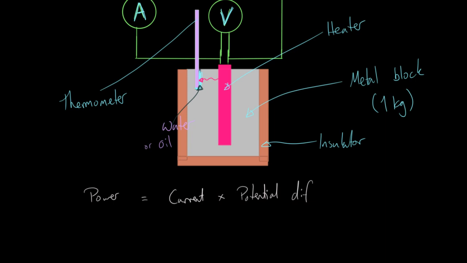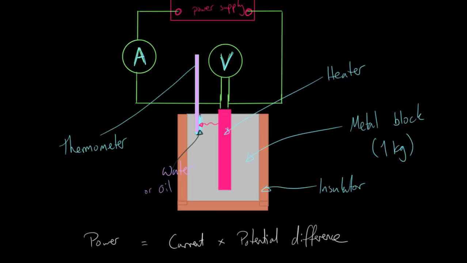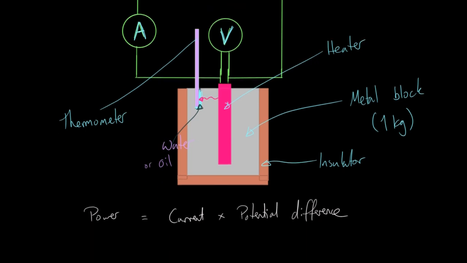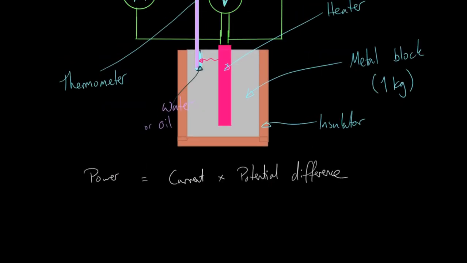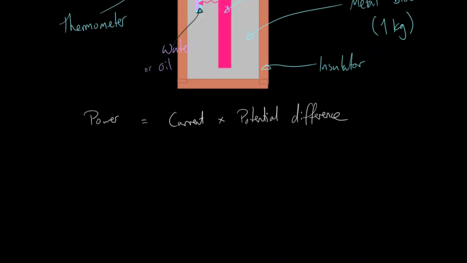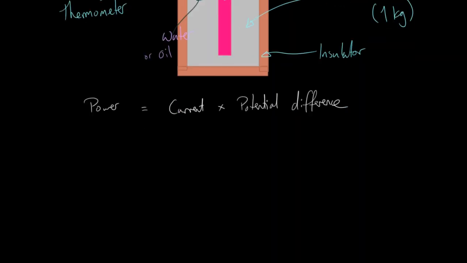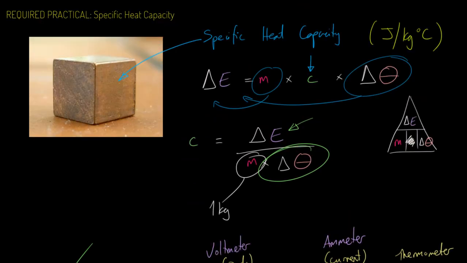Now again, if that didn't stick, don't panic, because this really is a chapter 2 equation. So what you're going to do is you are going to periodically take readings from your ammeter and voltmeter and multiply them together to work out the power. Okay, but that should remain fairly static as these things go. What we now need to work out is how much energy got transferred to the block.